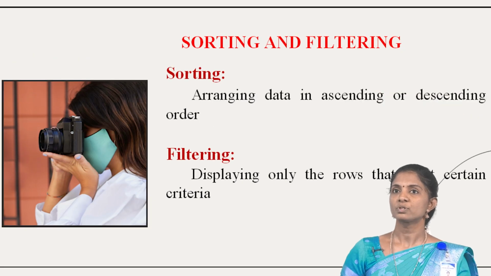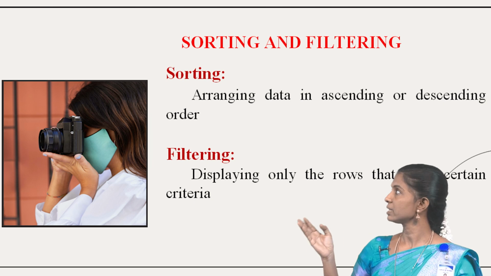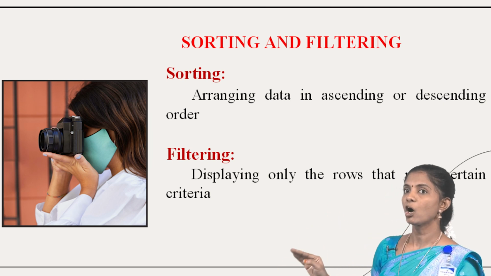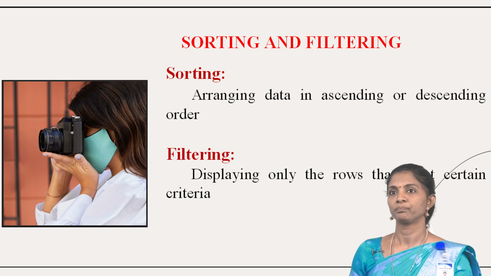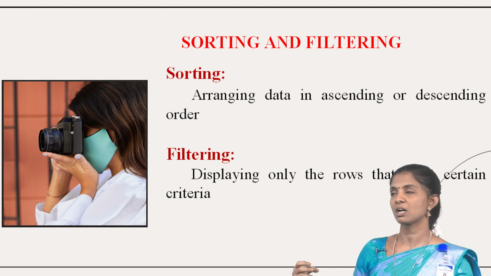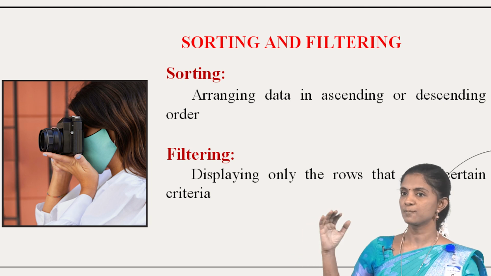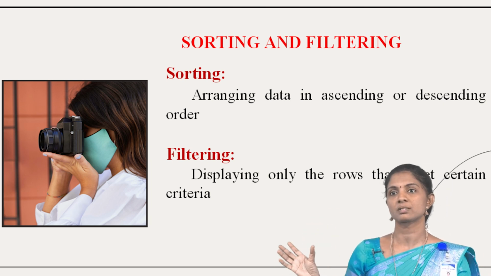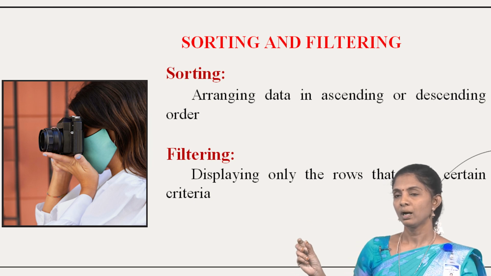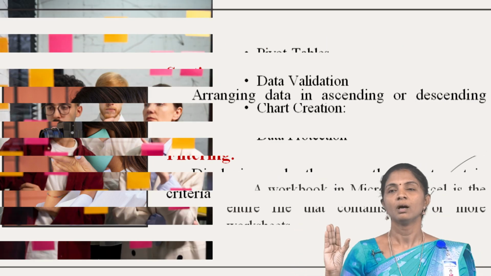So next, the features sorting and filtering. What is sorting? Arranging data in ascending or descending order based on the selected column, such as sorting a list of names alphabetically. The filtering option displays only the rows that meet certain conditions, for example, showing sales data for a particular region.